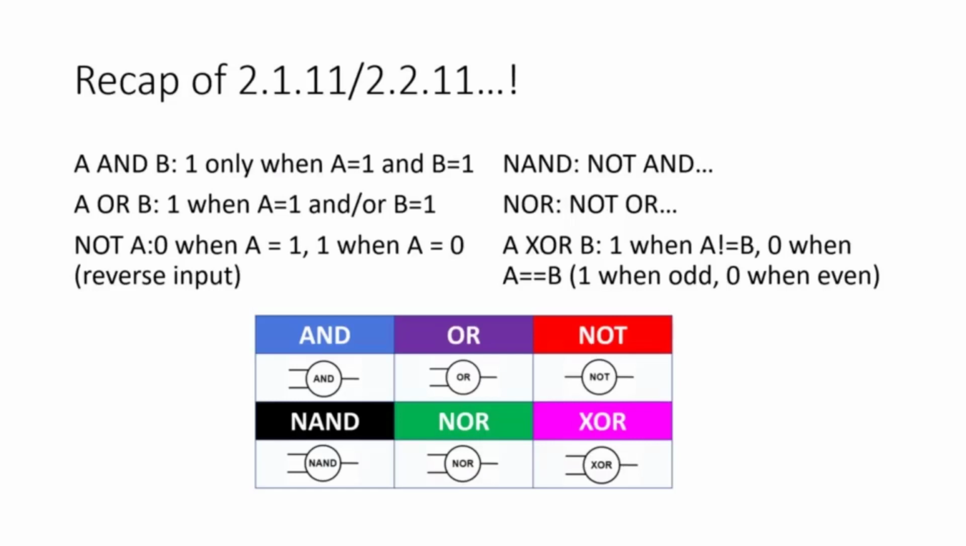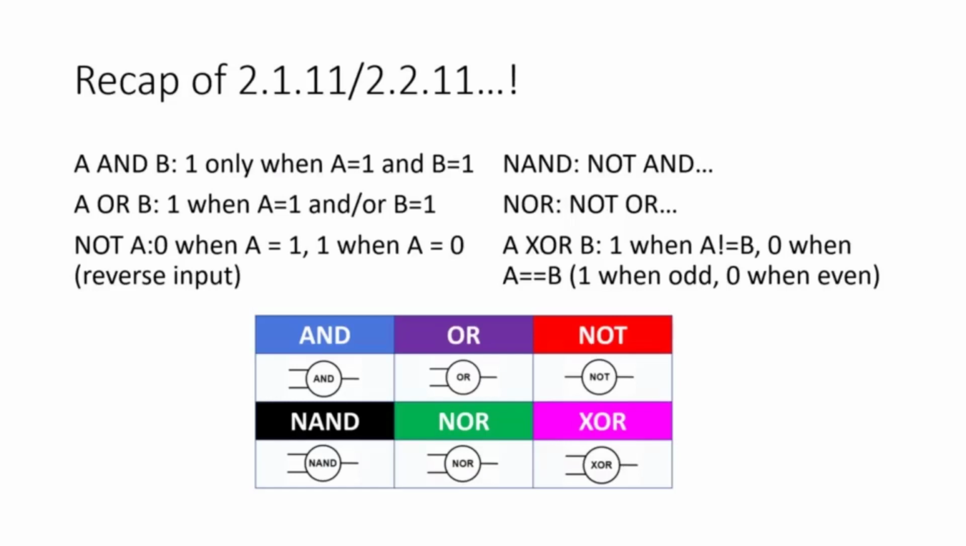A AND B is 1, as in true, only when A is true and B is true. OR is when A is 1 and/or B is 1, so either both of them are true or one of them is true. NOT A essentially reverses the input. NAND is NOT AND, NOR is NOT OR.